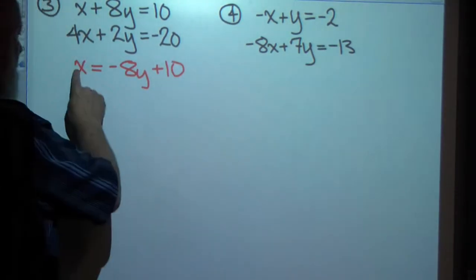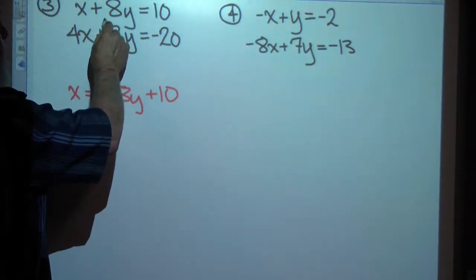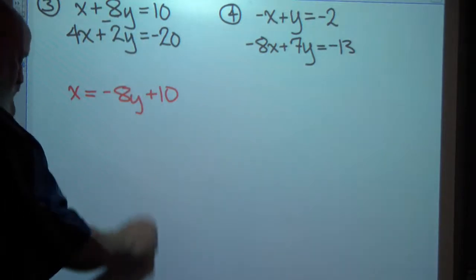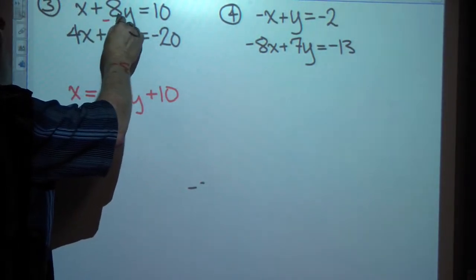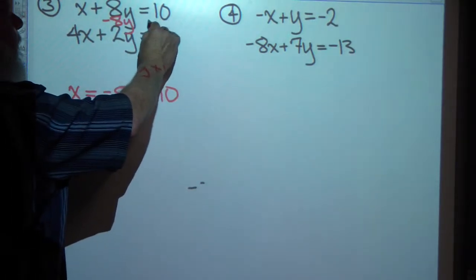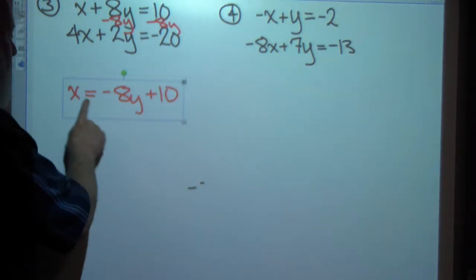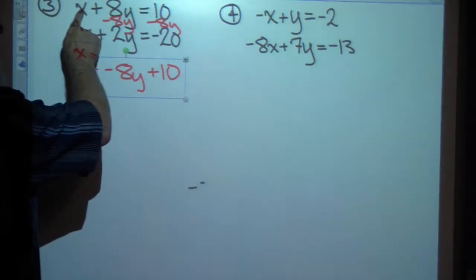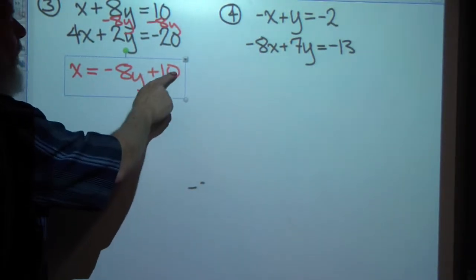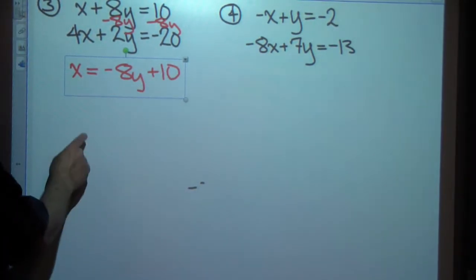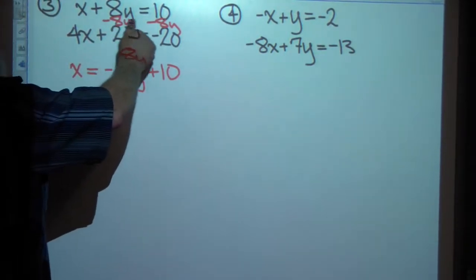I'll go ahead and show that little step I did. I took this equation and, well, I'll just do it right here. I said negative 8y, oops. I subtracted 8y here, and I subtracted 8y here. So I got, on the left side of the equation, x plus 0 is equal to negative 8y plus 10. You could have called it 10 minus 8y if you wanted to. I just put the variable first. Okay, so there I've isolated it.